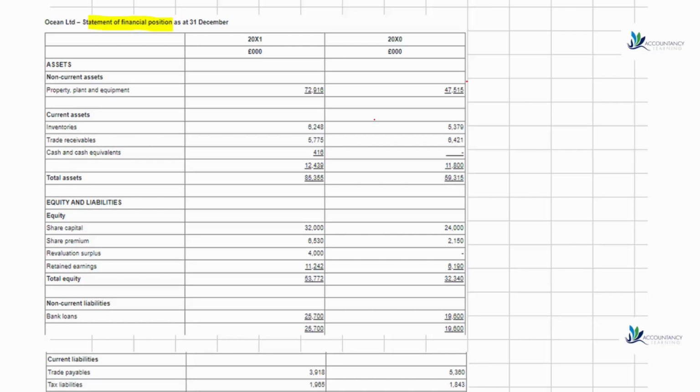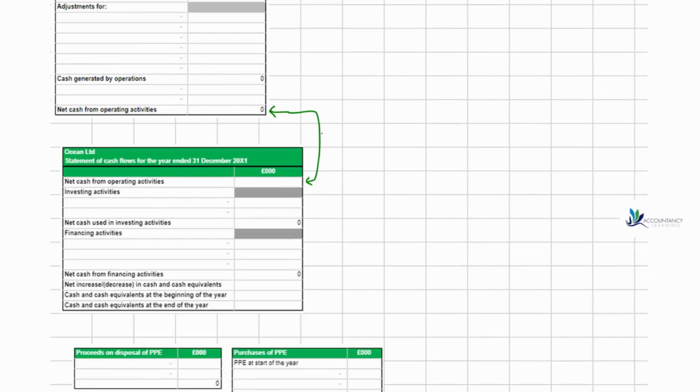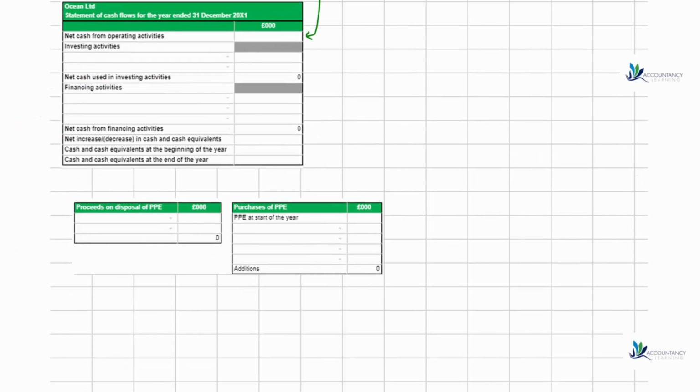So we start off with property, plant and equipment, and in the sample assessment they provide you with a working for that. But what we're going to do is show you how you can use a T account for this. And you may find using a T account a bit easier to use. So this is our T account for property, plant and equipment. And the question gave us an opening balance. So we have a brought forward balance of 47,515. And we've got a carried forward balance of 72,916. Okay, so those numbers are in our T account.